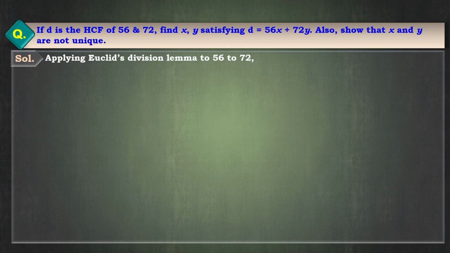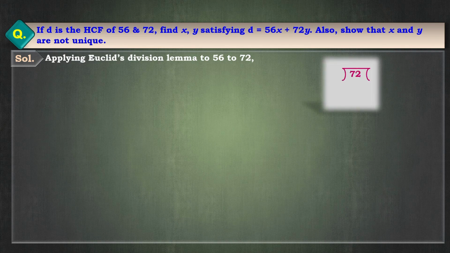So let's apply the Euclid's division lemma to 56 and 72. So since 56 is smaller, that will be the divisor and 72 will be the dividend. So now the remainder will be 16. So we can represent 72 equal to 56 into 1 plus 16. So dividend equal to divisor into quotient plus remainder.